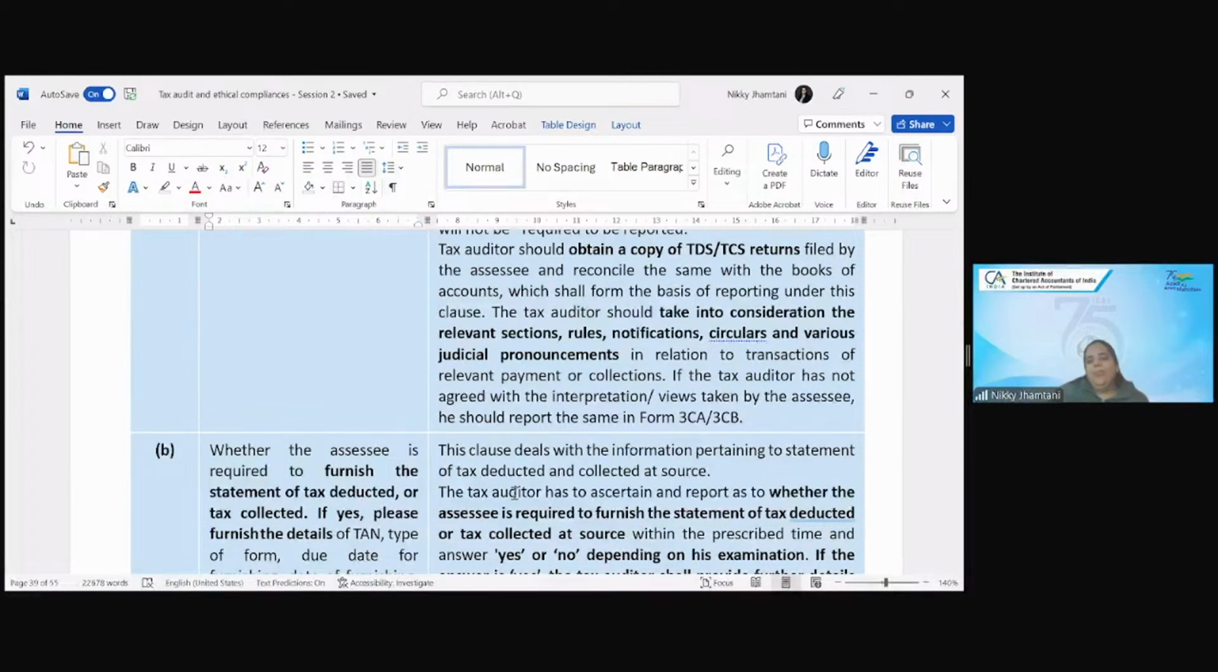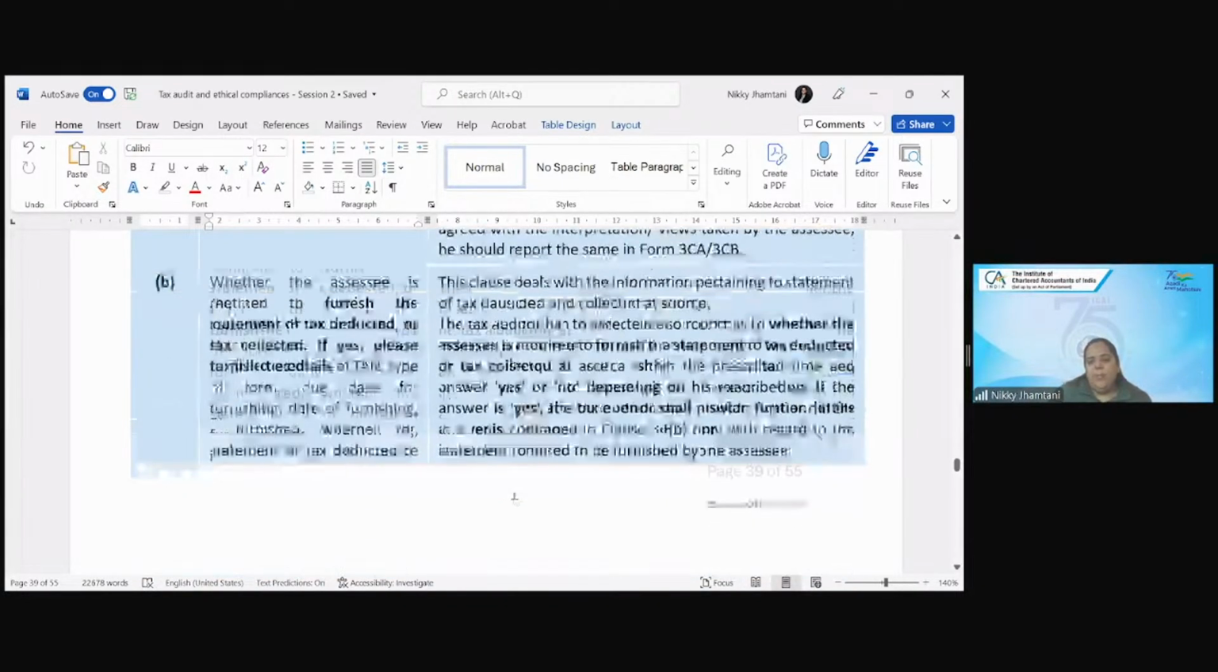The tax auditor should take into consideration the relevant sections, rules, notifications, circulars, and various judicial pronouncements in relation to transactions of relevant payment or collections. If the tax auditor has not agreed with the interpretation or views taken by the assessee, he should report the same in 3CA or 3CB.